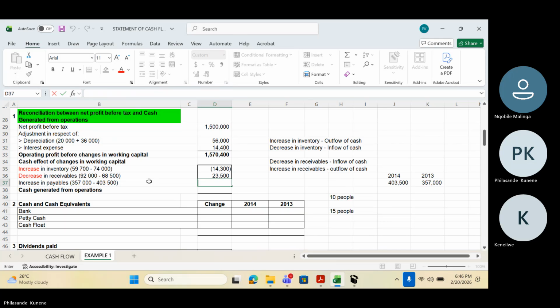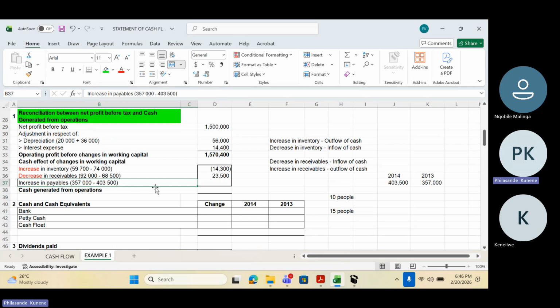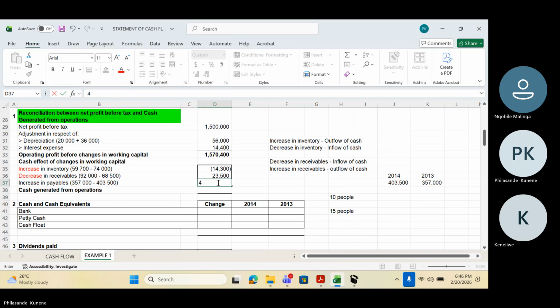46,500 rands. 357 minus 43,500. It's 46,500 rands actually, no? 46,500. So we said this is an inflow of cash.